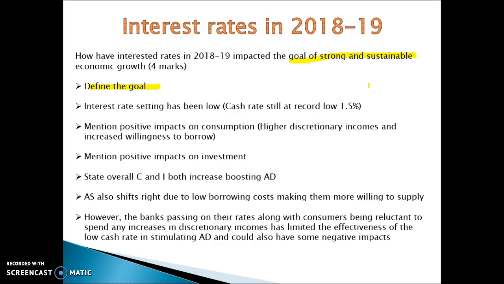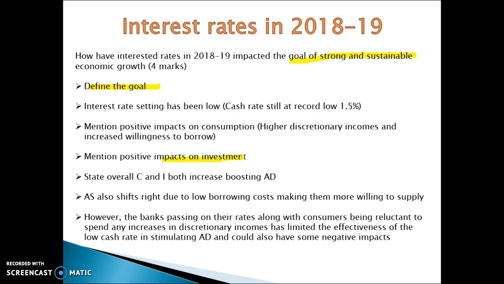So consumption is likely to be increasing because low interest rates increase discretionary incomes, and they also increase consumers' willingness to borrow. So those with existing variable rate loans have more discretionary income. Those that are considering borrowing are more likely to borrow because their borrowing costs are lower. This has positive impacts on investment spending as well, because firms have more cash flow and they're more willing to borrow as well. So overall demand increases because of more consumption and investment.